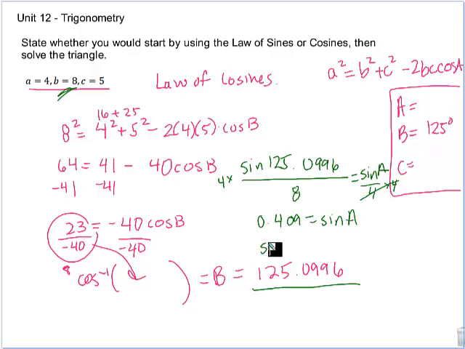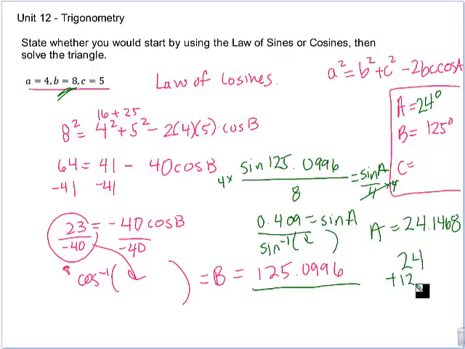So to get A, we would take the sine inverse of that value. So we end up getting an angle A of 24.1468, or rounded 24 degrees. To find your third angle, you will add 24 and 125 up, and then take 180 subtracted off that sum. So when we do that, we end up getting our third angle of 31 degrees.